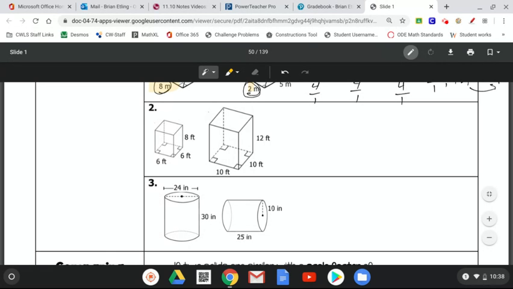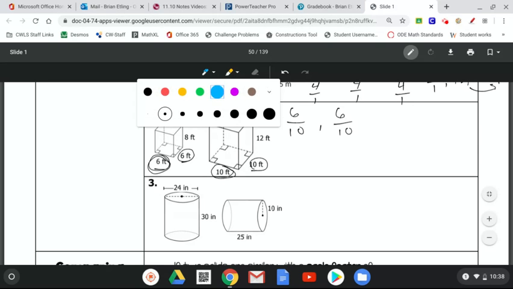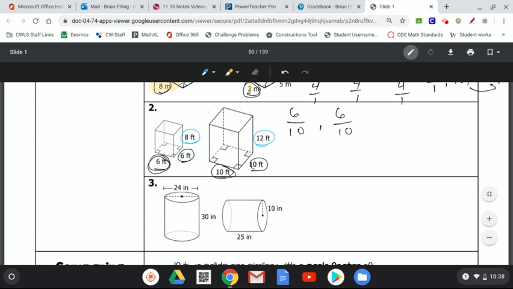Again, we just have to match these up and see if it works out. So if we start here with this 6, okay? I'm just going to start on the figure on the left, going to the figure on the right. So 6 matches up with 10 over here, so we're going to go 6 over 10. And then the next one would be a square, so 6 over 10. And then the last one is going to be 8 over 12.